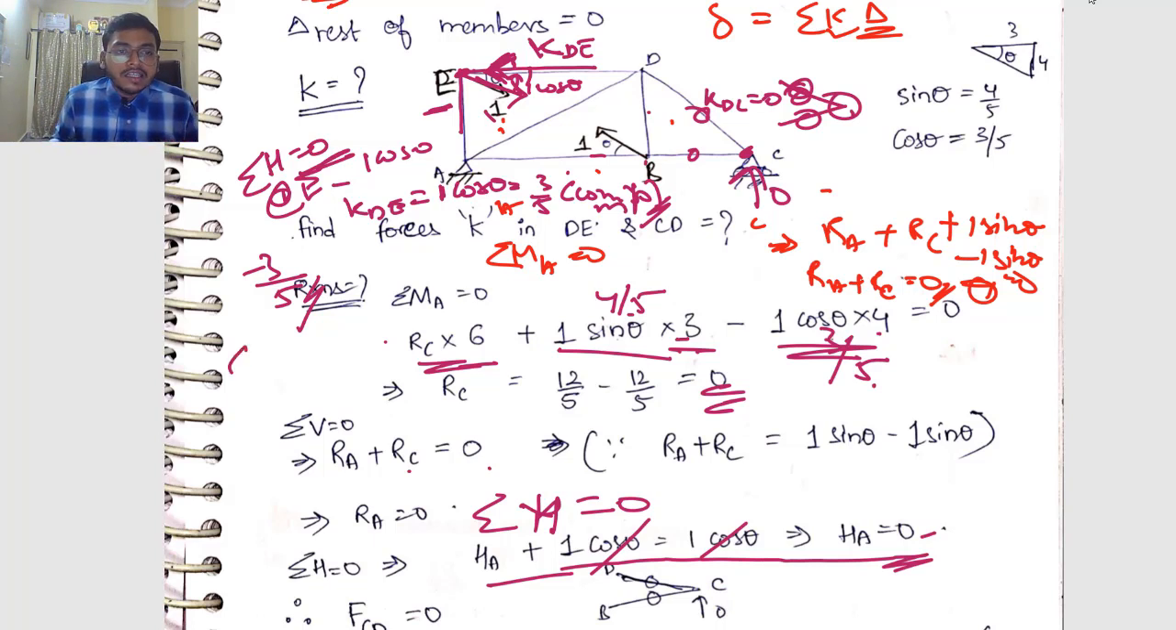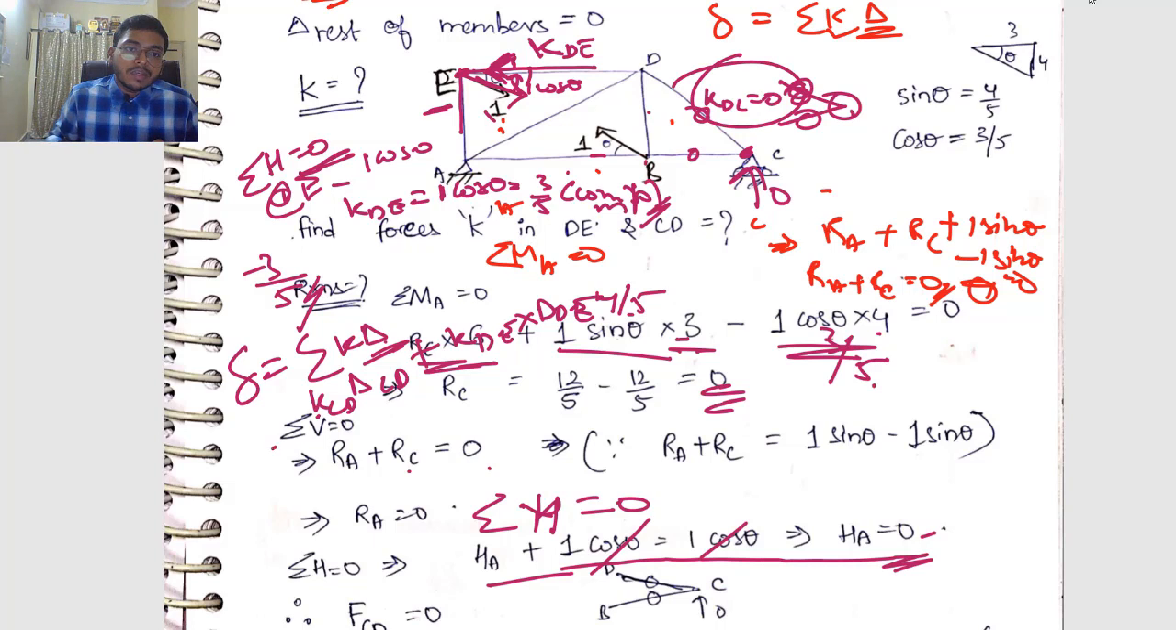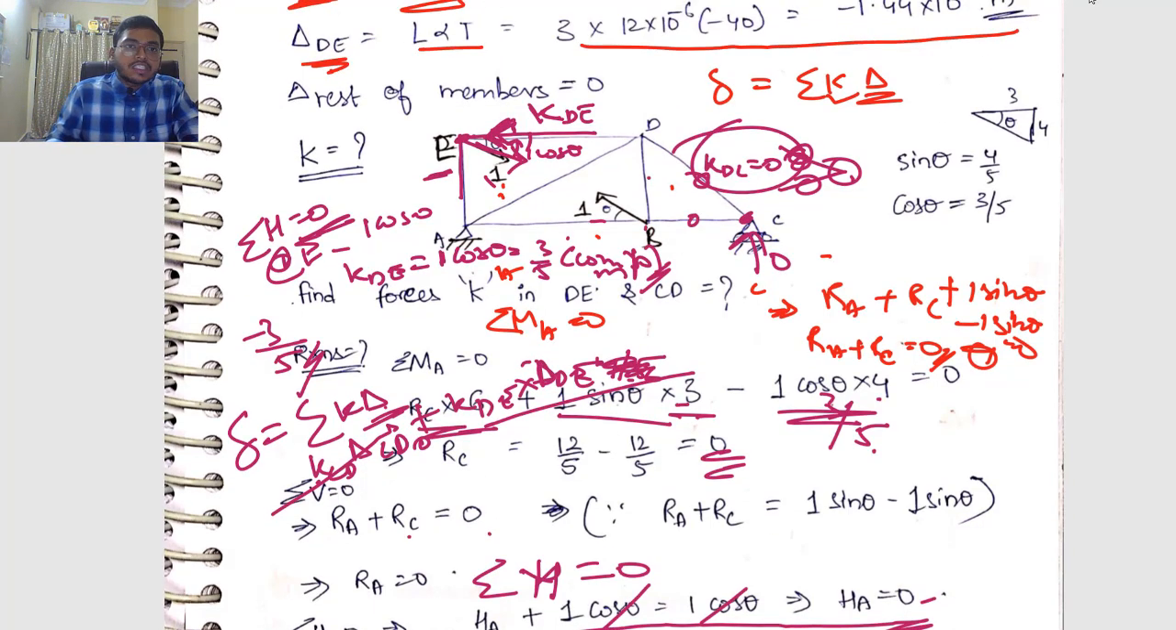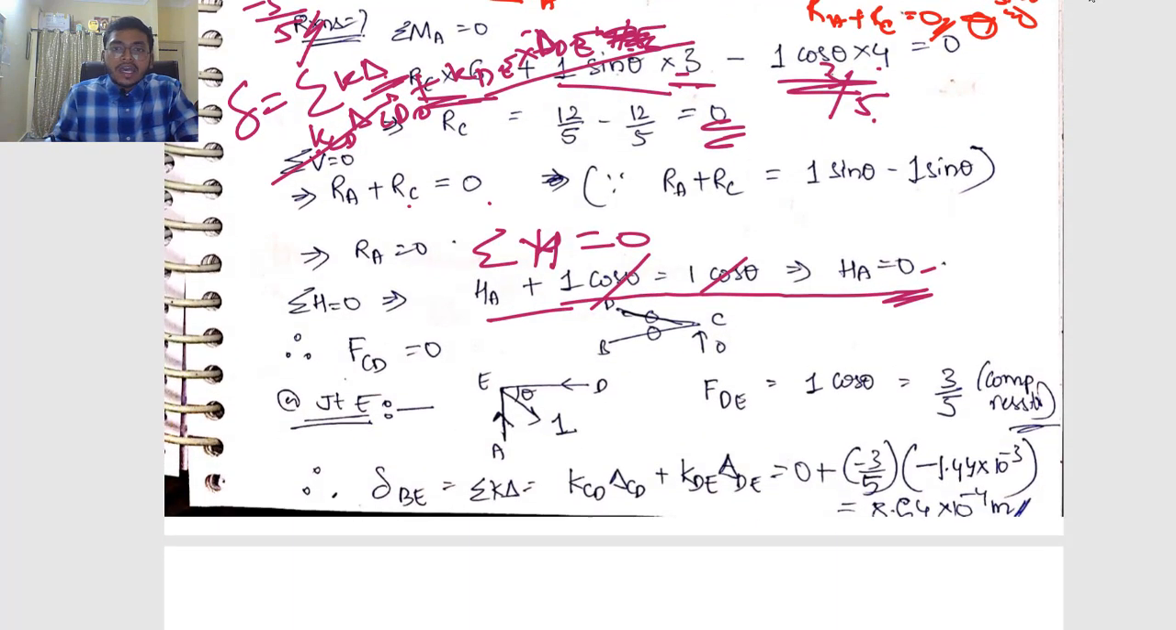So what is your answer? Your answer delta was sigma k into elongation delta, right? So k value for CD into elongation for CD plus k value for DE into elongation for DE. What was k value for CD? It was 0, so this term is gone. Now KDE times delta DE. Delta DE value you have calculated in the first step itself. It was minus 1.44 into 10 to the power of minus 3. What was KDE value? KDE value was minus 3 by 5. Just multiply these two: minus 3 by 5 into minus 1.44 into 10 to the power of minus 3. See, I have clearly given the steps.